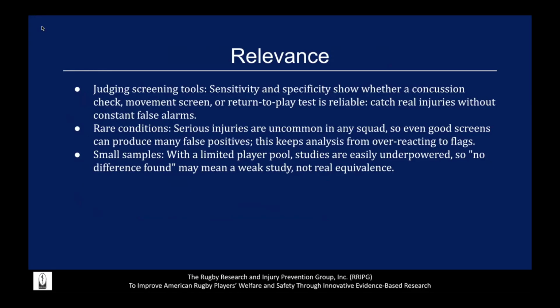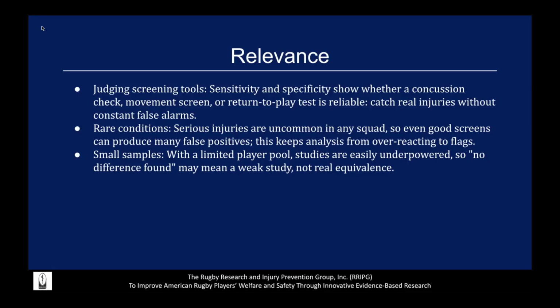It can also help us with detection and recognition. For example, in the case of rugby, serious injuries are going to be more uncommon than regular, less serious injuries. And so even good screens can produce many false positives. As a result, this can keep analysts from overreacting to flags.